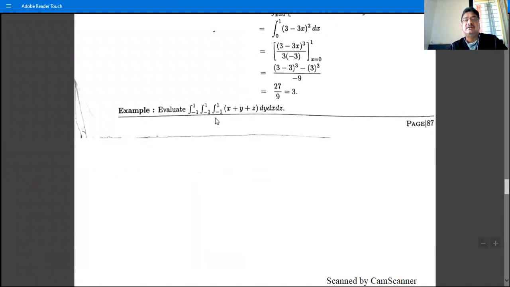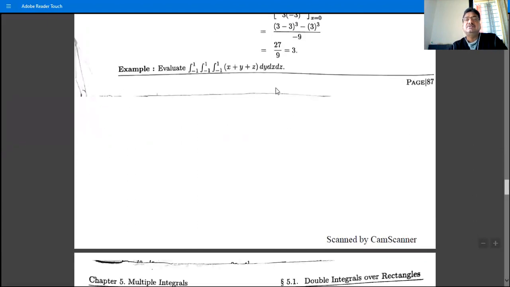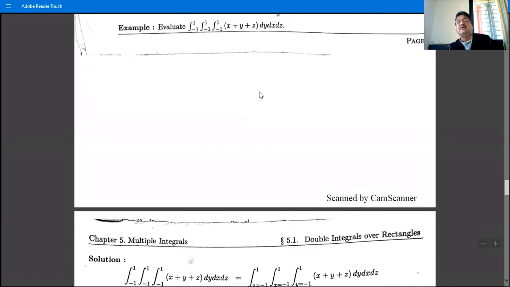We have the answer. So minus 1 to 1, minus 1 to 1, minus 1 to 1, and that is integration with respect to dy, dx, dz. So follow this order, or integrate with respect to x, y, or z first. Yes, x or y or z first.